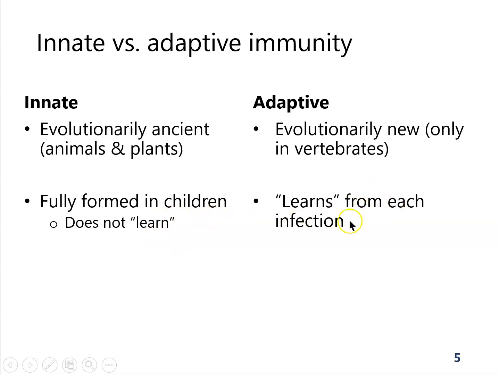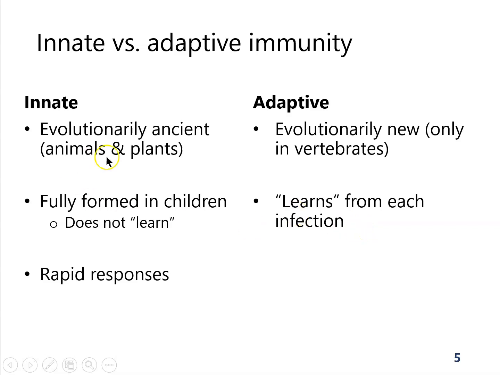Whereas the adaptive immune system, you're born with potential for an adaptive immune system, and it develops from each infection. As it responds to each infection, it develops new capabilities. And so when you're born, you have no adaptive immunity of your own, but you have the ability to form new adaptive immunity.